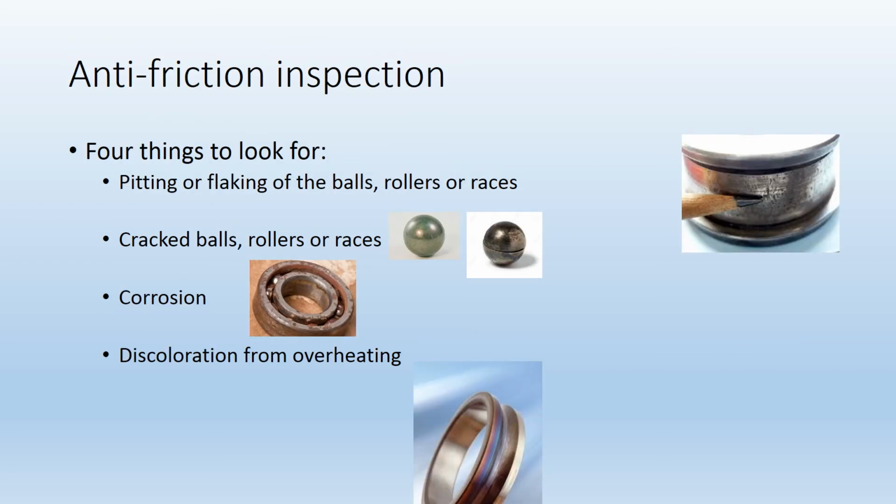After a bearing has been cleaned and lubricated, have a very good look to see if there's any pitting or flaking going on in the rollers or in the races. Also, look at the rollers or the balls and see if there's any pitting or cracks. Look for corrosion, and also look for any signs of overheating. If there is discoloration from overheating, it'll show up as a blue color.